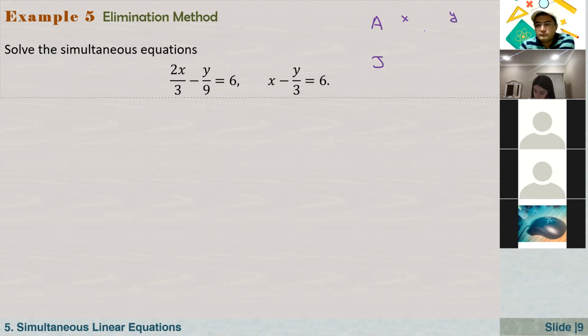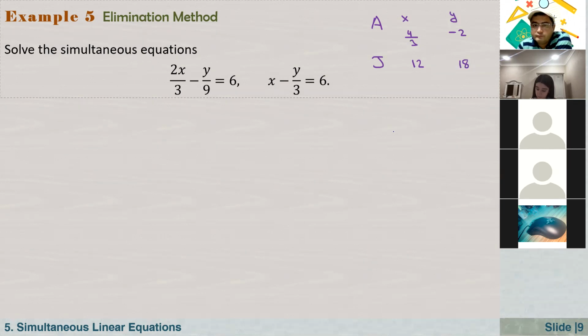Ayan, what is your answer? I have y equals -2, x equals 12 over 9. 12 over 9, 4/3. Okay. Jasmine, how about you? I got completely different answers. I got x is 12 and y is 18.